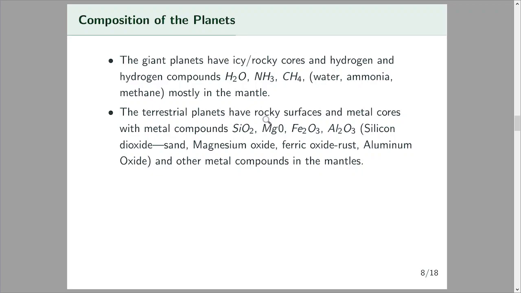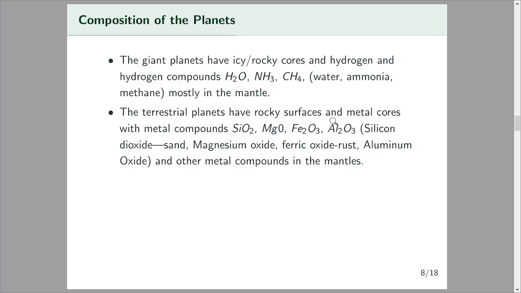The terrestrial planets have rocks and metals, and so some of the rocks you find there are silicon dioxide or magnesium oxide or iron oxide or aluminum oxide. It turns out these are the compounds of rocks and metals. They're what's common in the inner solar system because it's so hot there. It turns out these things like water and ammonia and methane that make up a large part of the Jovian planets can't form solids when it's hot, which is what's going on in the inner solar system.